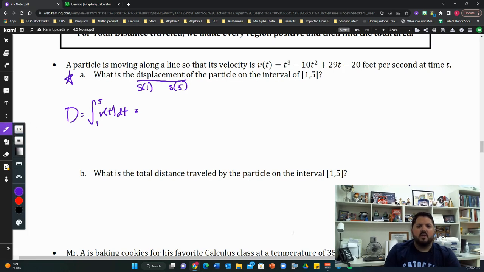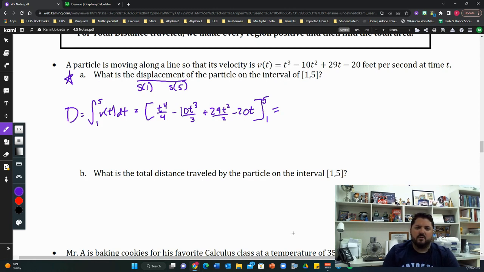So let's integrate these four terms. So I get t to the fourth over 4 minus 10t cubed over 3 plus 29t squared over 2 minus 20t. And we're going to go from 1 to 5. Now, this would definitely be 1.